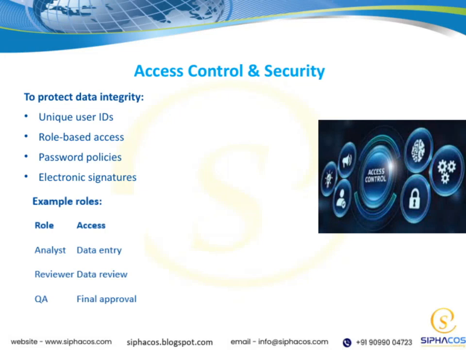Now let's talk about access control and security. To really protect the integrity of our data, there are several key measures we need to implement. First, using unique user IDs is essential because it ensures that each individual accessing the system is clearly identified. This helps us keep track of who is doing what.